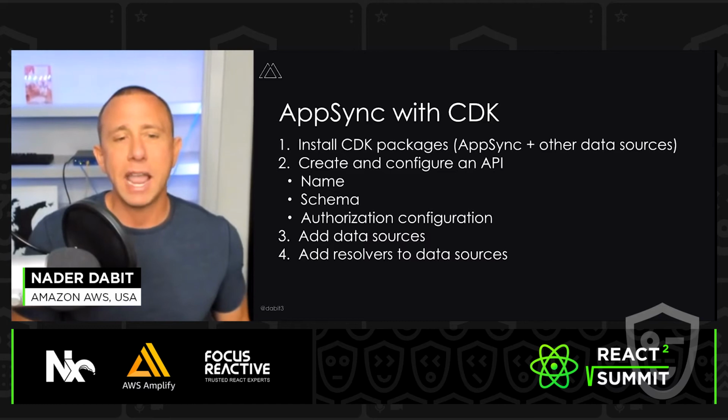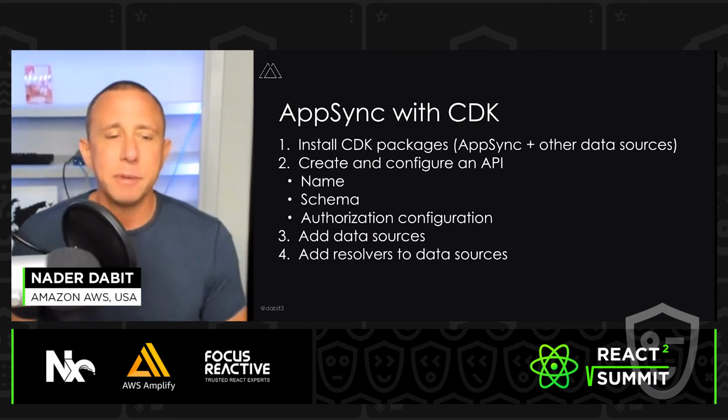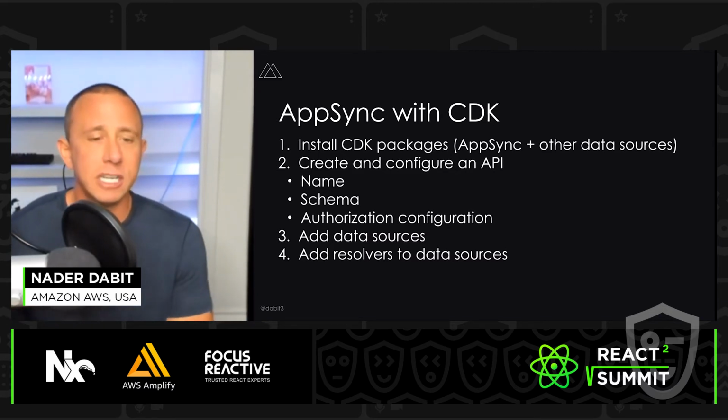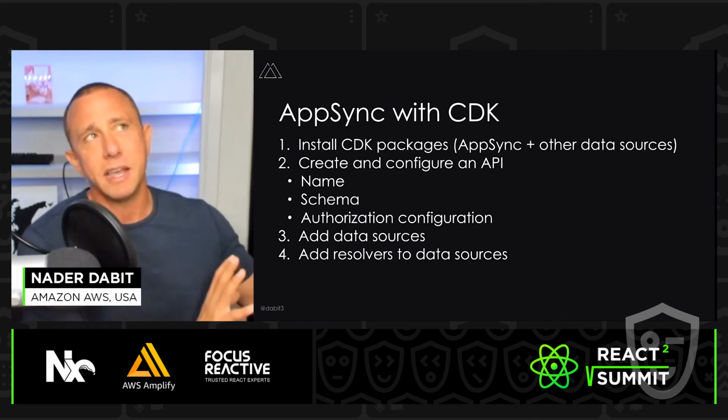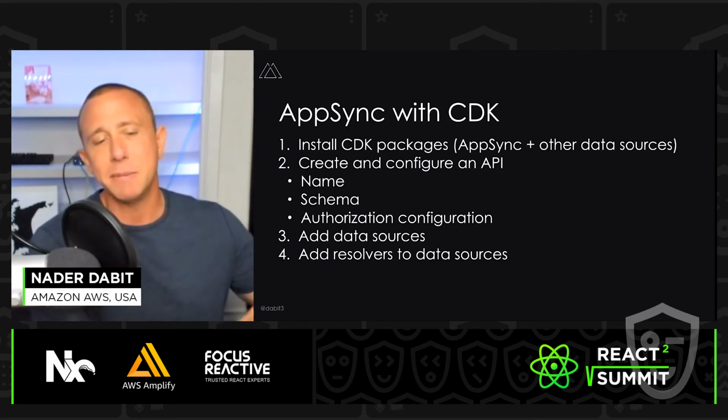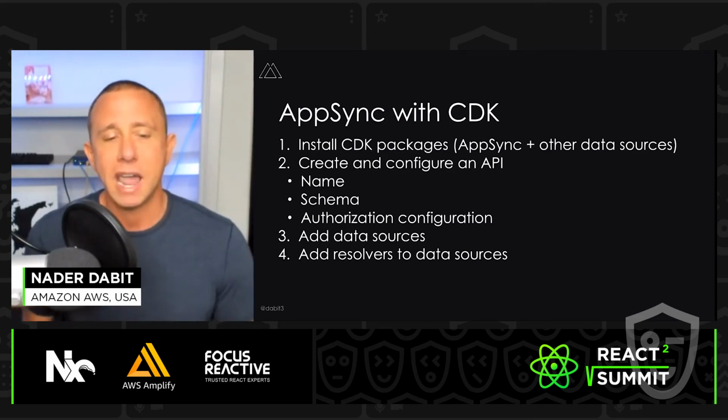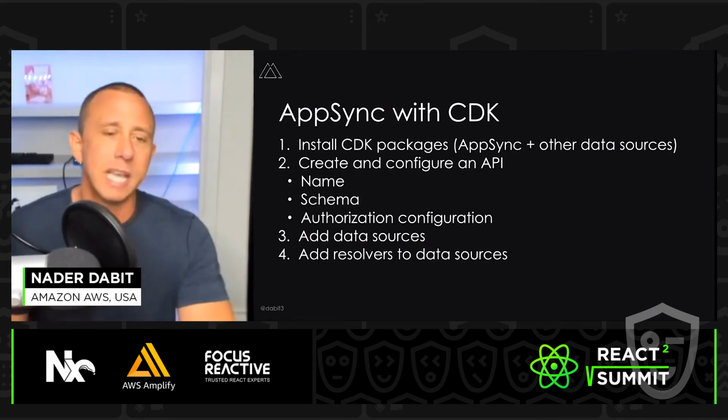So you might say, okay, I've created this API. I need to have a NoSQL database. I need a SQL database. And then I need to have a way to map my resolvers for the types and the fields and the operations of my schema to those data sources. And then you define all of this stuff in code. And we're going to be working with TypeScript today.